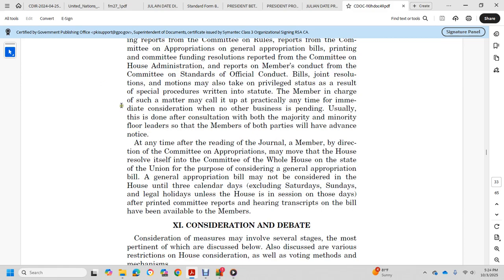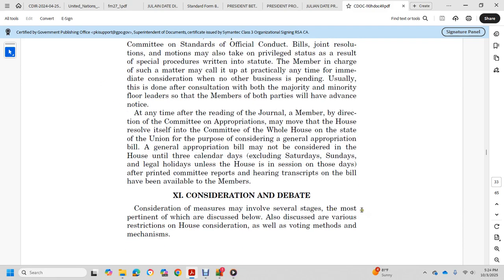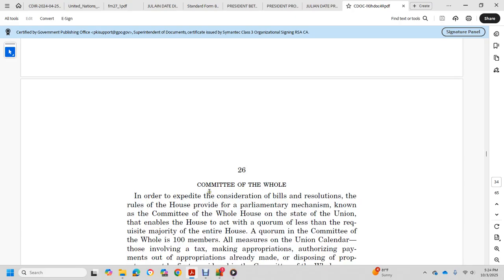Alright, number 11: consideration and debate. Consideration of measures may involve several stages, discussed below, including restrictions on consideration as well as the voting methods and mechanisms.